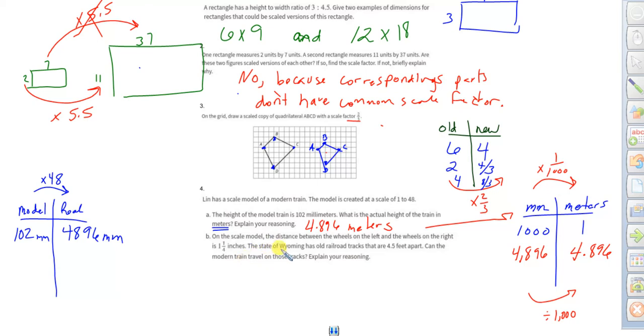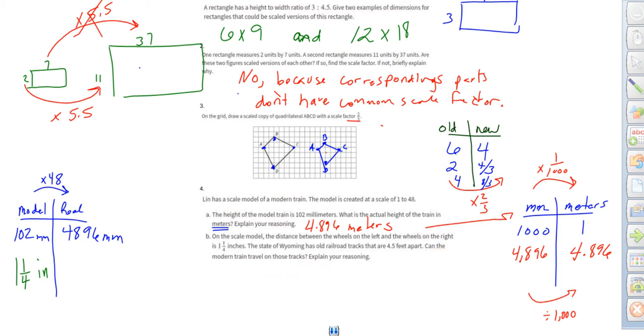Alright, on the scale model, the distance between the wheels on the left and the wheels on the right is 1 1/4 inches. Okay, so this is another model number. They're giving us the distance of the wheels, which is essentially how wide the track needs to be. So 1 1/4 inches in model size, multiplied by 48 will tell us the real size. The state of Wyoming has an old railroad track that are 4.5 feet apart. So can the modern train travel? All right, let's find out.